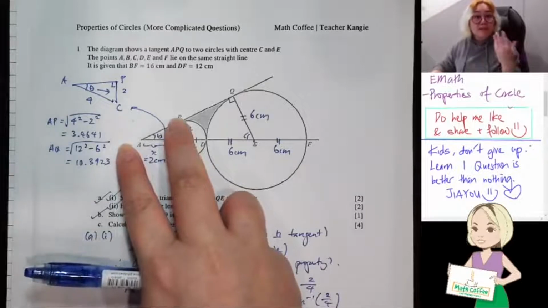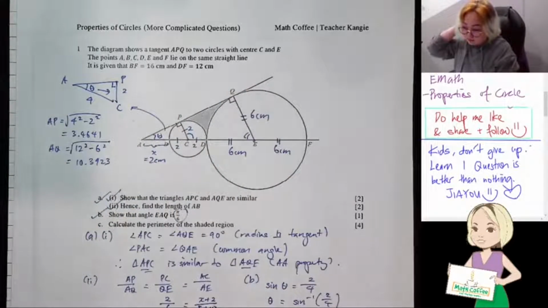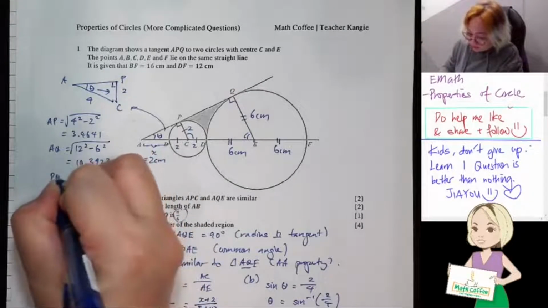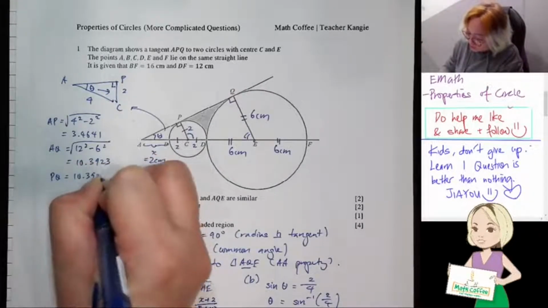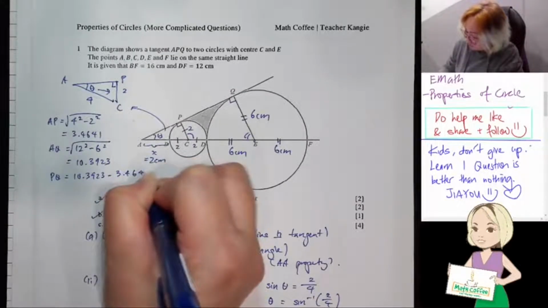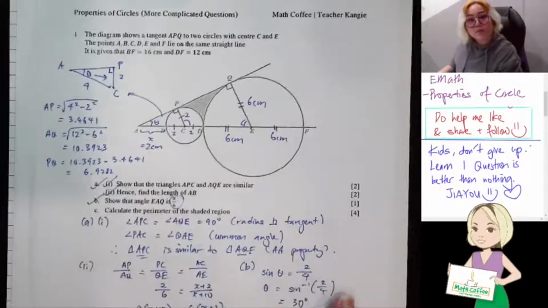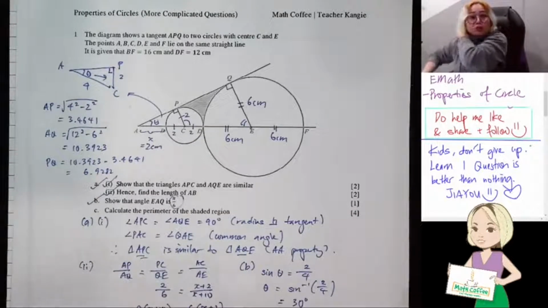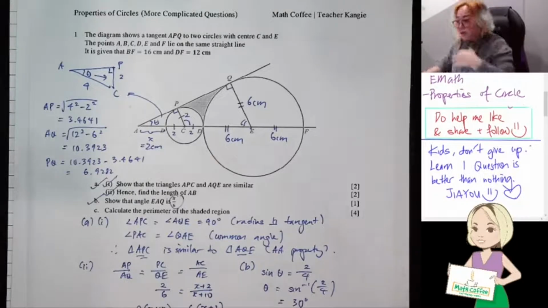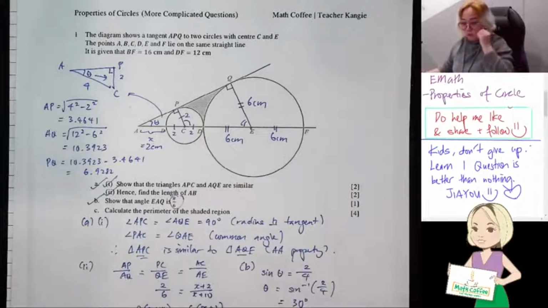By using Pythagoras theorem, I minus them, I can find my PQ. So my PQ will be 10.3923 minus 3.4641, and we will get 6.9282. And this is not my final answer, so do not round off. Later part, after we find these two up, we will just add them together, then we round off.